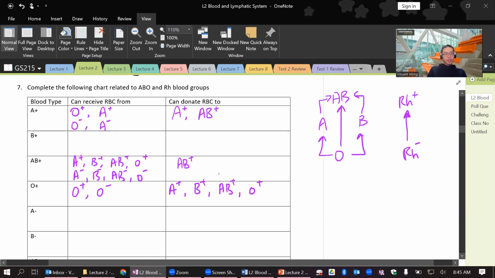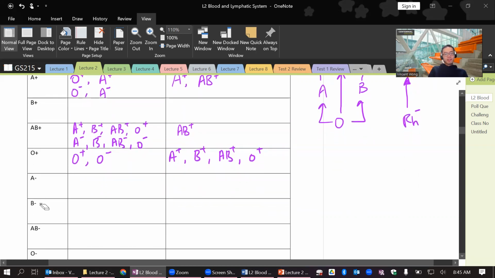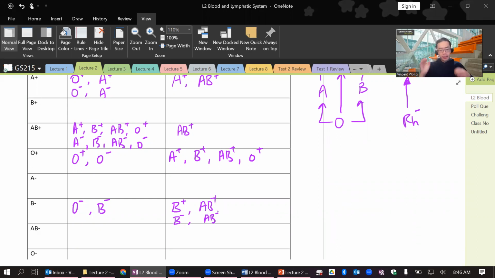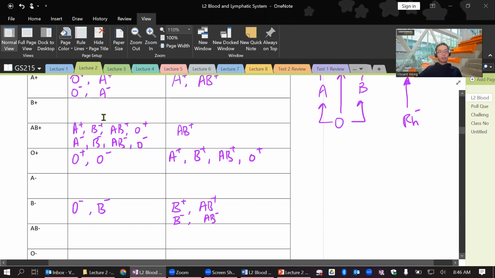Are we okay? Let's just do one negative, okay? Let's just do B negative. If you're B negative, you can receive blood from O negative and B negative, right? You cannot receive from positive people. But now you can donate to positive people, right? You can donate to B positive, you can donate to B negative, you can donate to AB positive, as well as AB negative. All right. So do complete this chart and just try to figure out the logic behind it. You know, after you've done all of these, it probably will give you a clearer picture of what is going on.